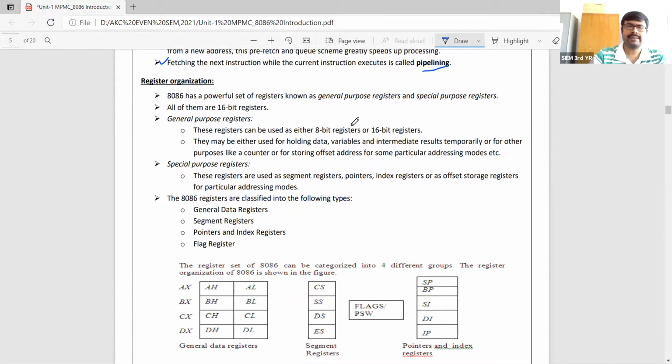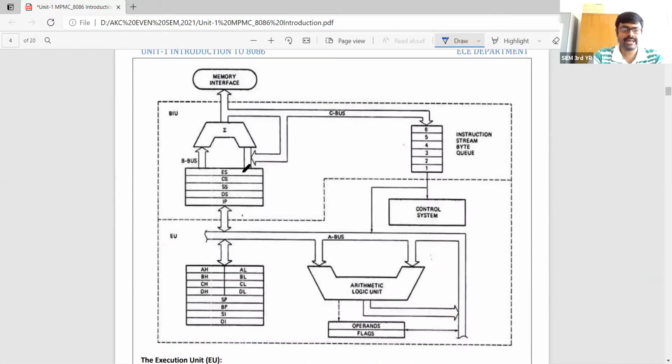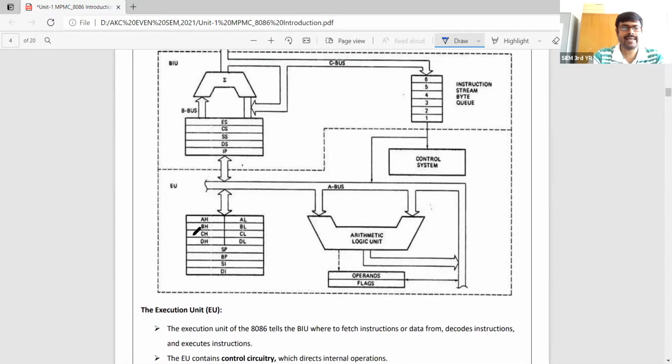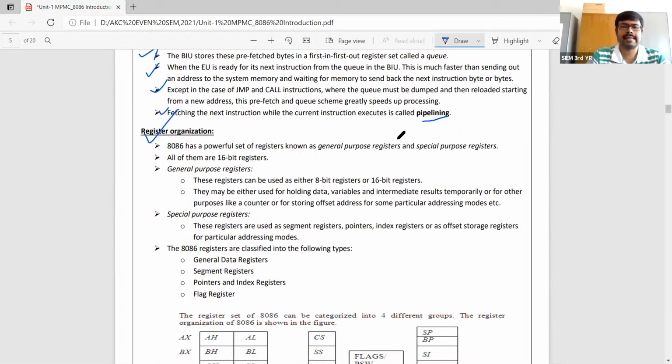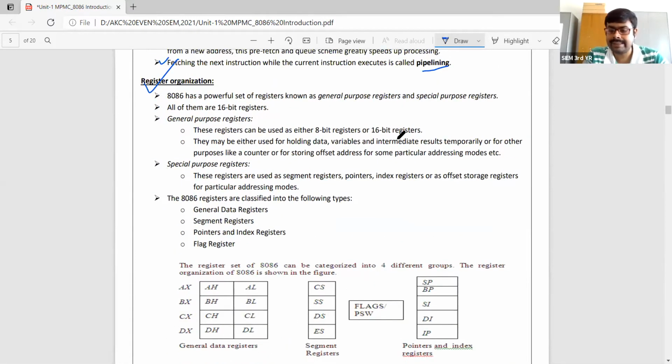Next thing, if you remember the architecture, we have mentioned different registers: ES, CS, SS, DS, IP, and AH, AL, BH, BL, CH, CL, DH, DL. Here H means high and L means low. I have already mentioned these terms, but we have not yet seen the different functions of the registers in detail. So now we'll discuss the different functions and operations of the registers. That is our next topic, register organization. It will be discussed under the 8086 architecture, because the register organization is a very important part.